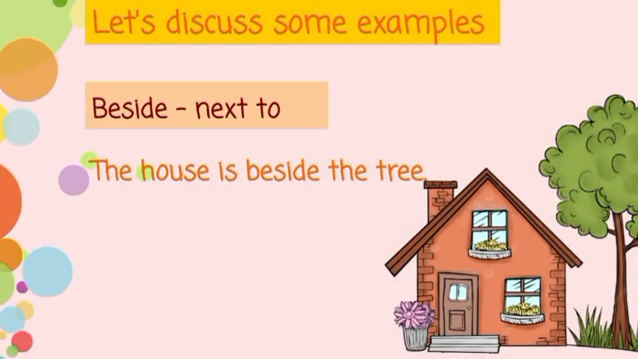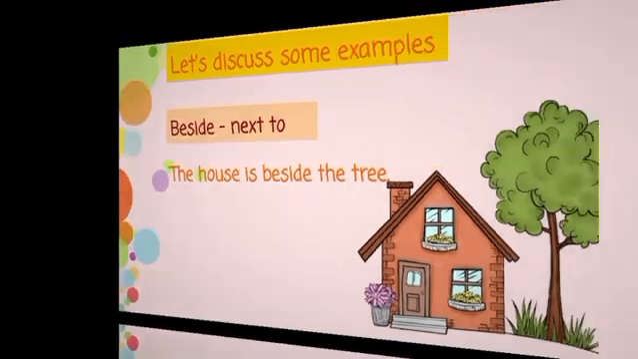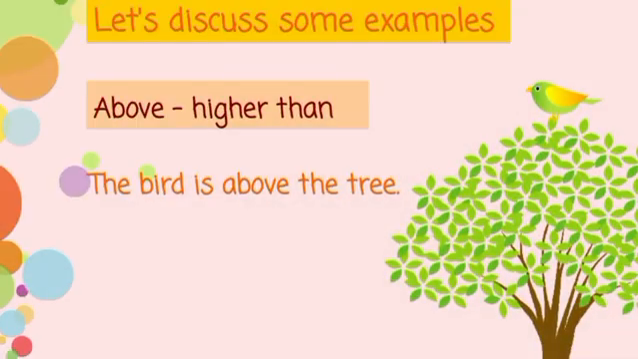"Beside" is used when some object is next to the other or someone is next to the other. Here the house is next to the tree, so we can say the house is beside the tree, because "beside" is used when something is next to the other.